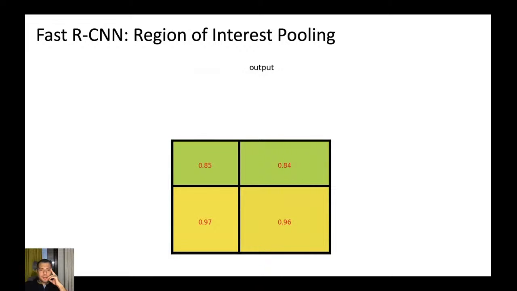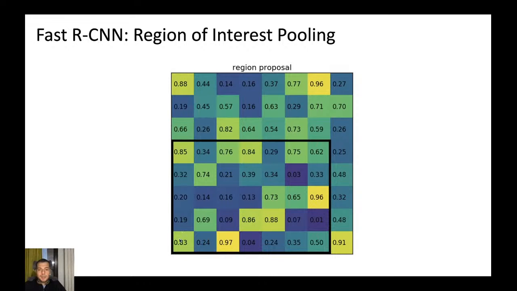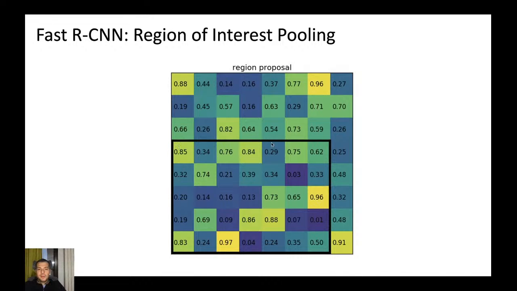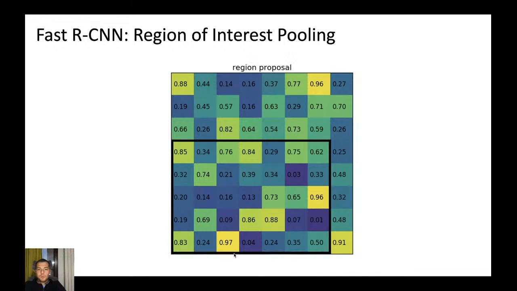Assume that we want small h and small w to be 2. So we want to obtain feature maps that are C times 2 times 2, and this is an activation map from this convolutional layer. So it is just one slice from this cube. Suppose that we have this region proposal, projected on the activation map. Here we divide it into 2 by 2 components, and then we take the maximum from each region.